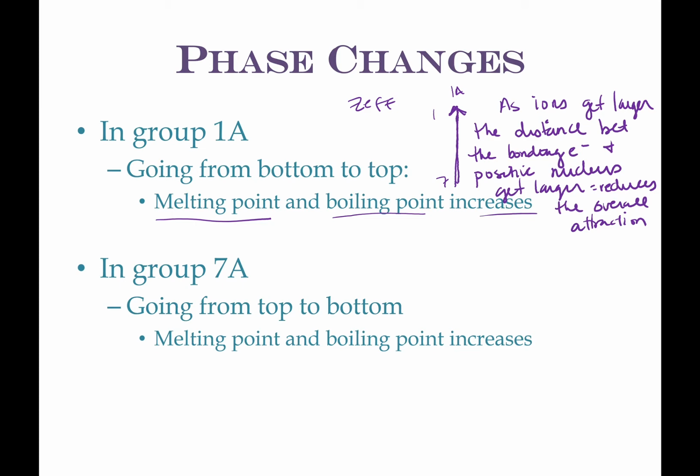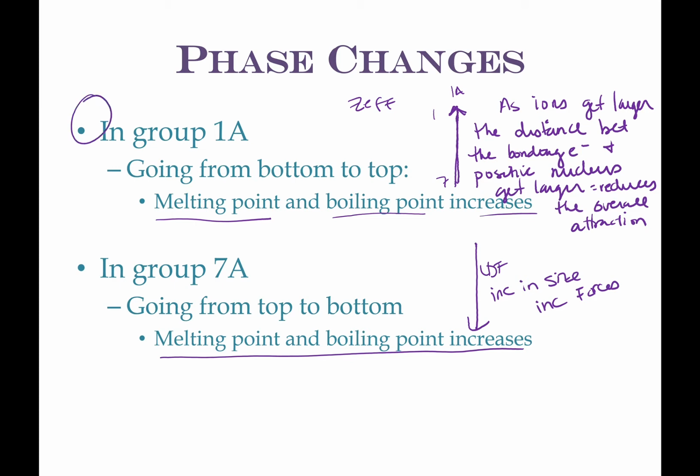Now in group 7, going from the top to the bottom, we have all London dispersion forces only in this particular row, and as we increase in size, we're going to be increasing the forces. So we will see that the boiling points and melting points increase as they go down. So we do see some opposite of what we would think of trends in group 1, but they're easily described by looking at the trends that we've talked about in the past.